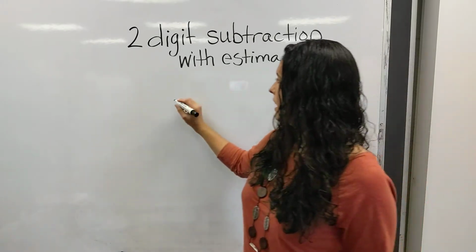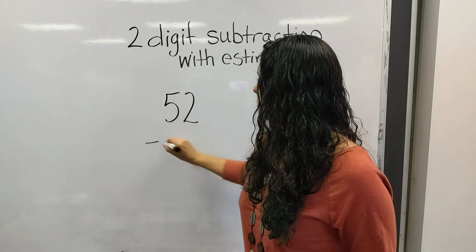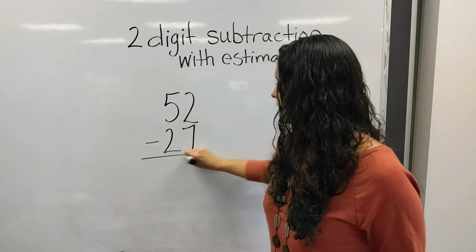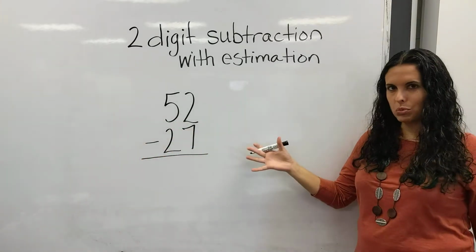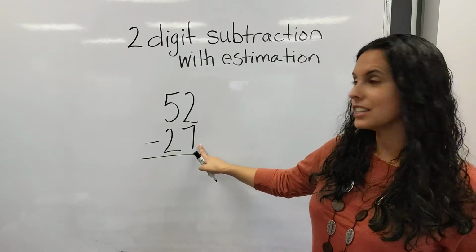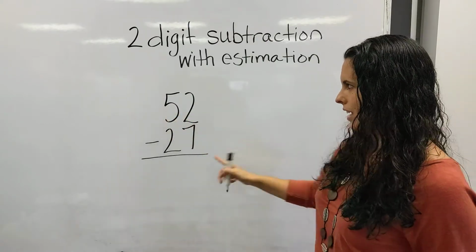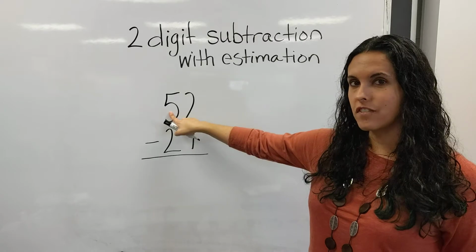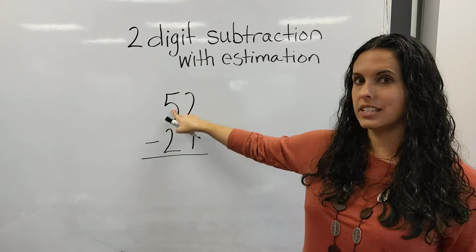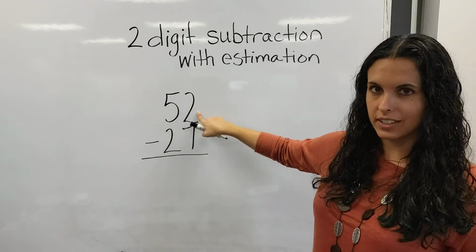So here's our example. Let's do 52 minus 27. So this is a two-digit subtraction problem. And if I have more on the floor, I need to go next door and get 10 more. What does that mean? It means right here I have 5 tens, and I need to take one of those tens and break it up and give it to this ones place here.